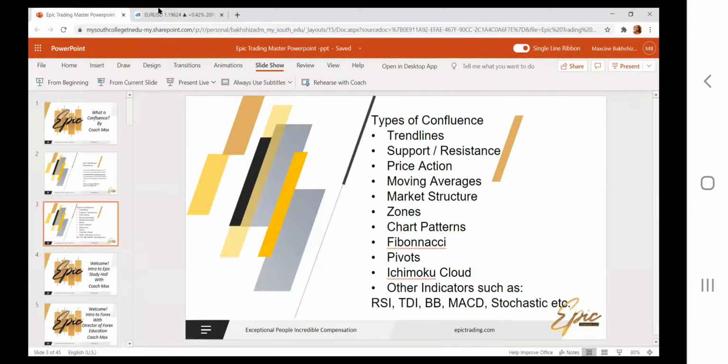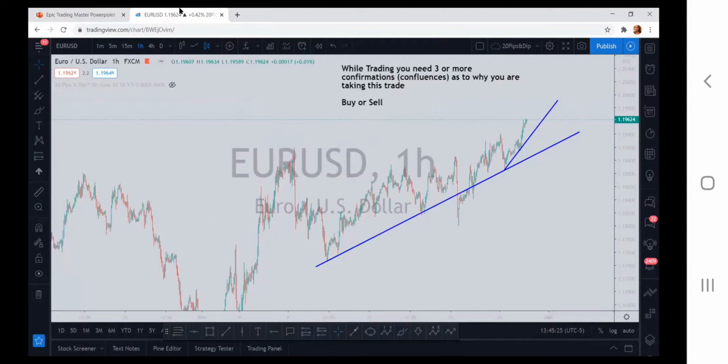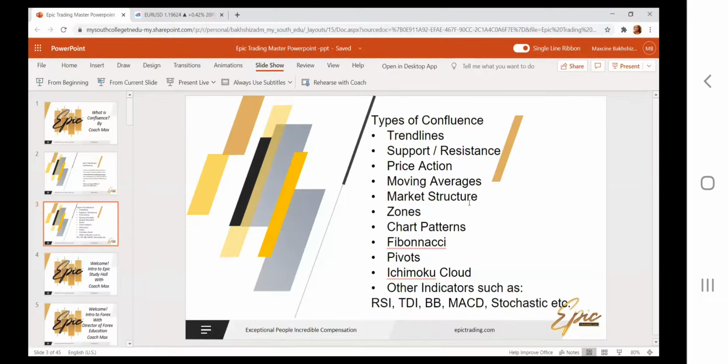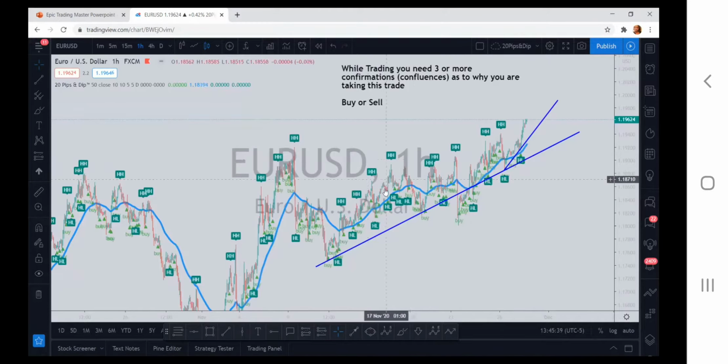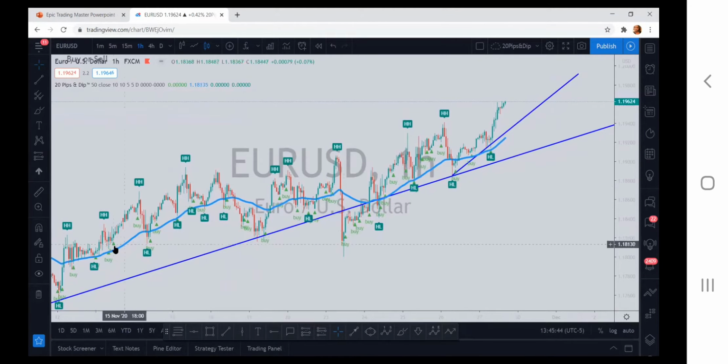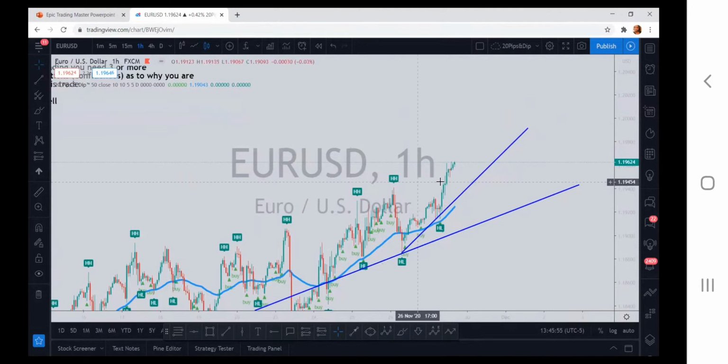Then you have, let's say, moving average. So in my personal 20 Pips and Dip indicator, right, I have the market structure. So that is laid out here. That's one of my areas of confluence. And I have the 50 moving average also as a confluence. So for me, everything on this chart is telling me that the price action, the momentum, the volatility, everything is bullish, right? Everything on this chart is telling me that this EUR/USD right here is bullish.